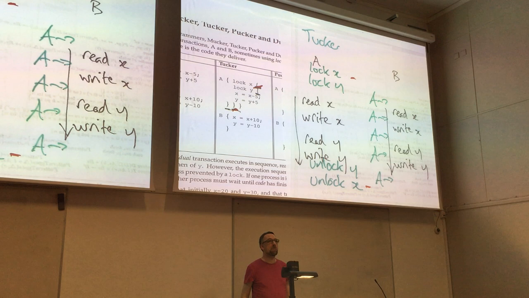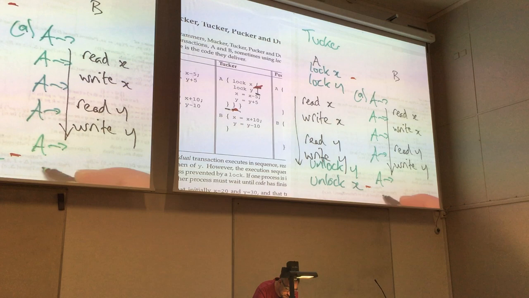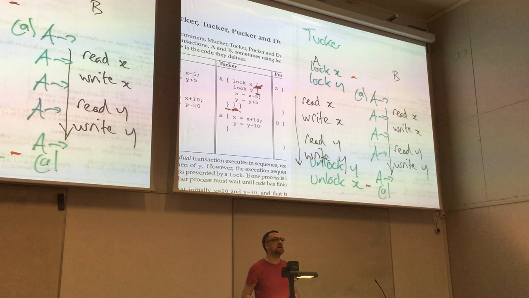Yes, it can. Actually, that will happen either with this situation or with this one. Right? If A just runs to completion before B starts or after B finishes, then we'll get 25 each. So we like to refer to that as the sequential outcome.